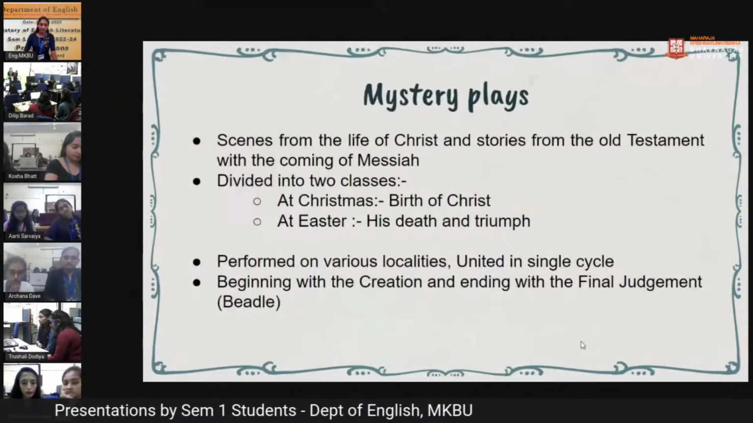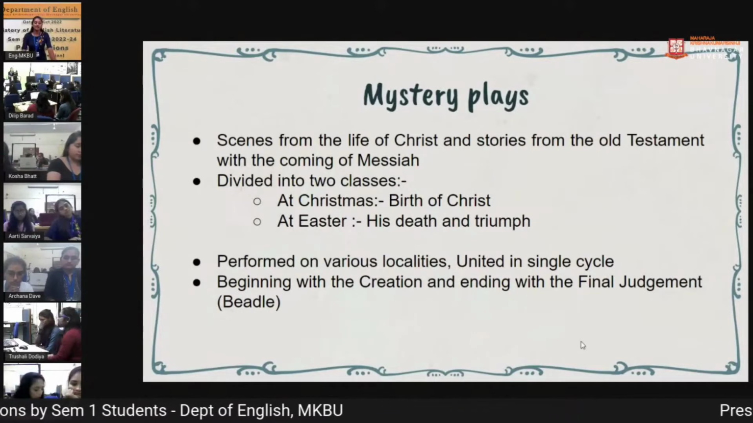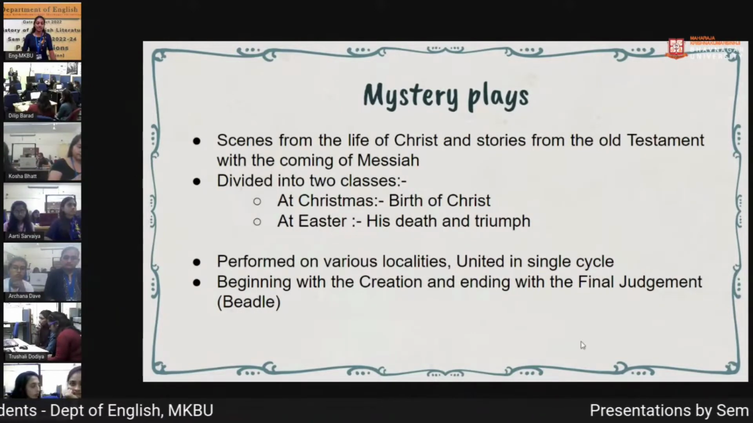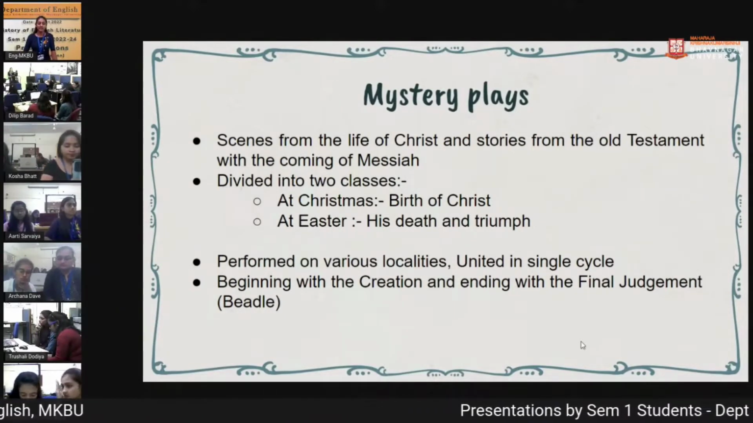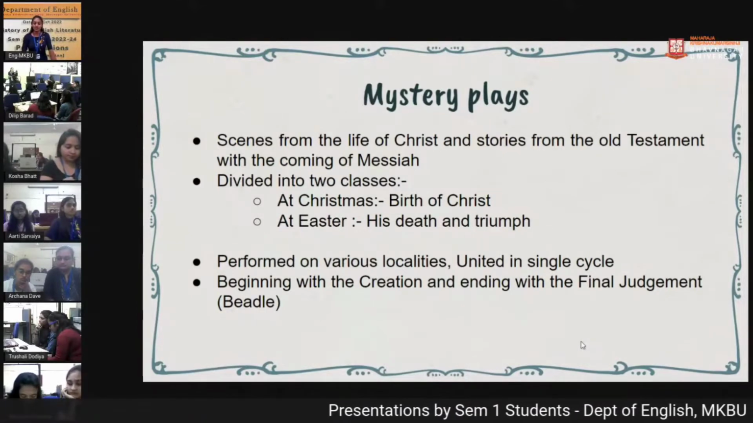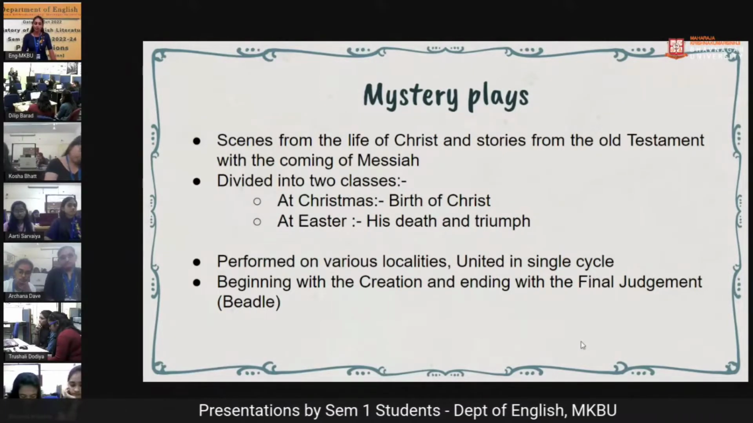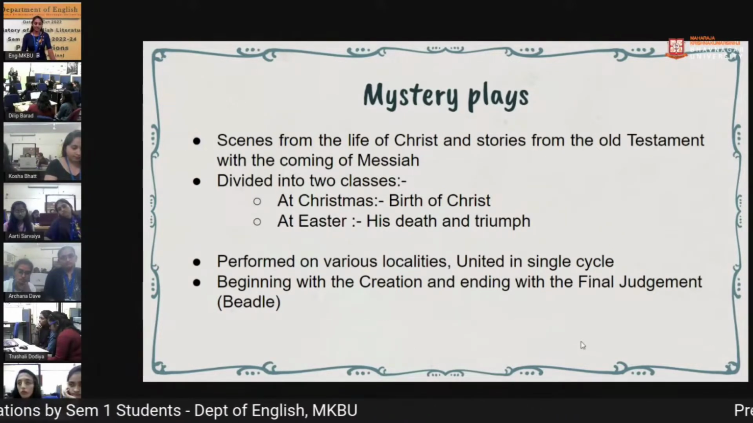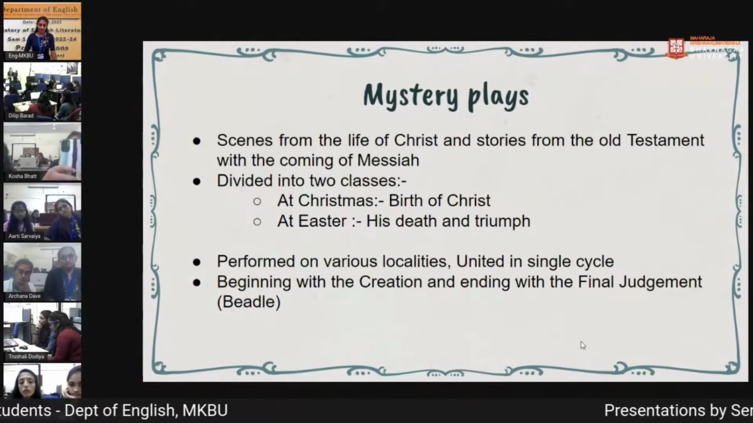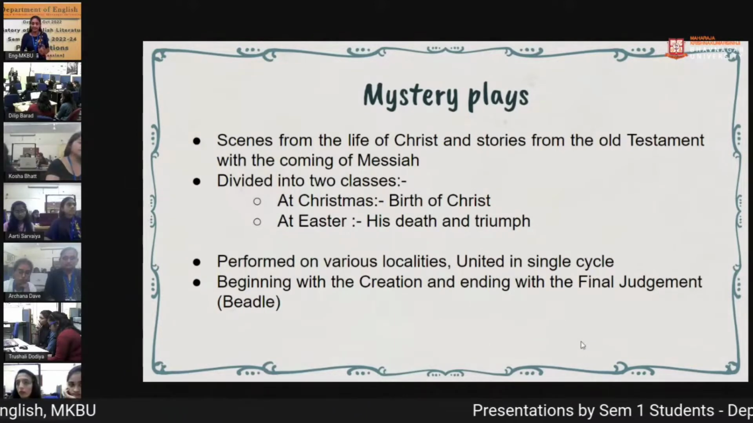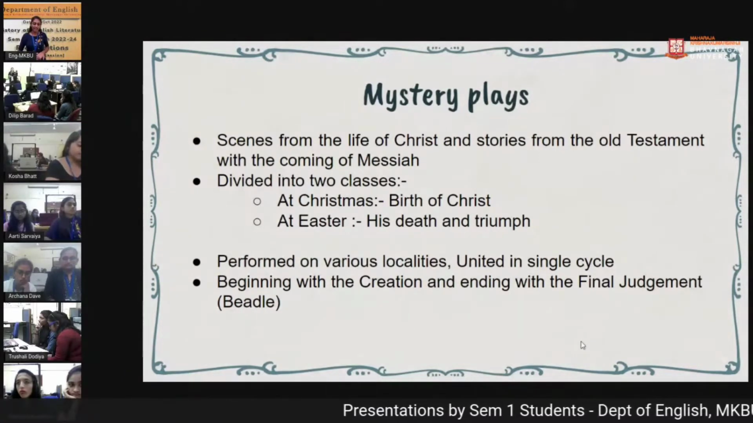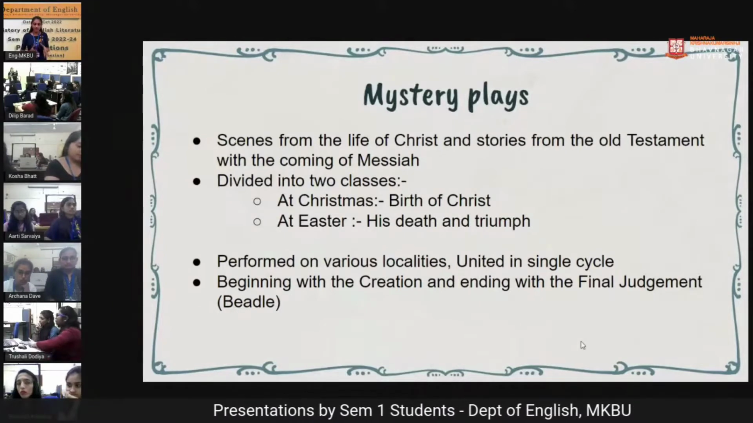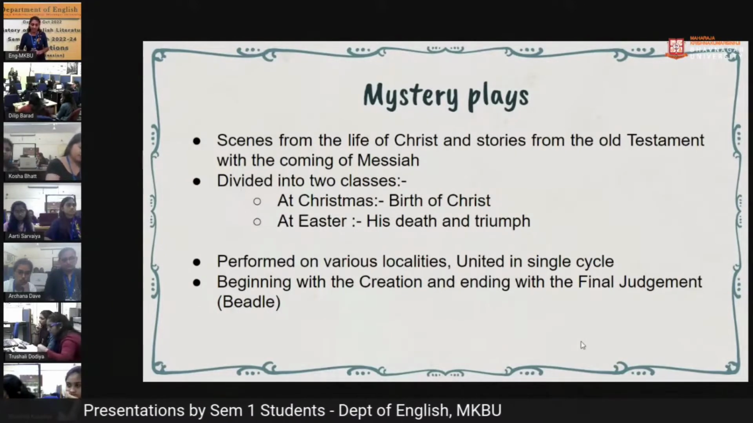And then the other form, mystery plays. These mystery plays were derived from the life of Christ and stories from the Old Testament with the coming of the Messiah. It is divided into two classes: at Christmas, plays related to the birth of Christ were made, and at Easter, plays about his death, triumph and final judgment.